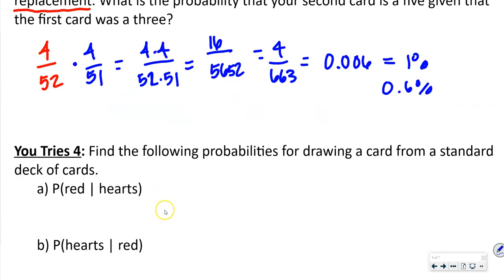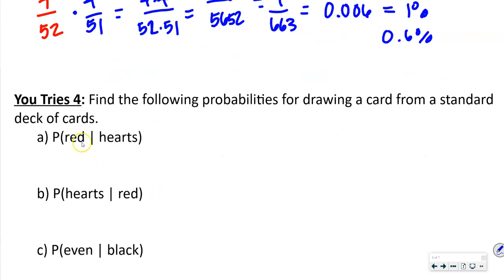So go ahead and do this Try here with these 3. So you're red, given that it was a heart, heart, given that it was red, even, given that it was black. So think of how many hearts you have. That's your denominator. And at this time, you're only pulling 1 card, okay? And then you got red, given that it was hearts, and black, given that it was even. So come back to me when you're done.